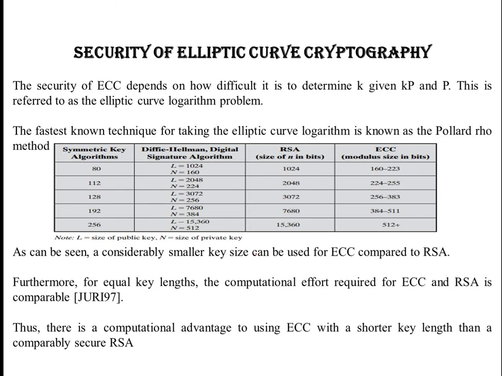So let us see the security in the elliptical curve cryptography. In elliptical curve cryptography, we have seen that P is given to us and KP is given to us. By taking this KP and P value, we need to determine K. So this task is very difficult. Calculating K from KP and P is very difficult.